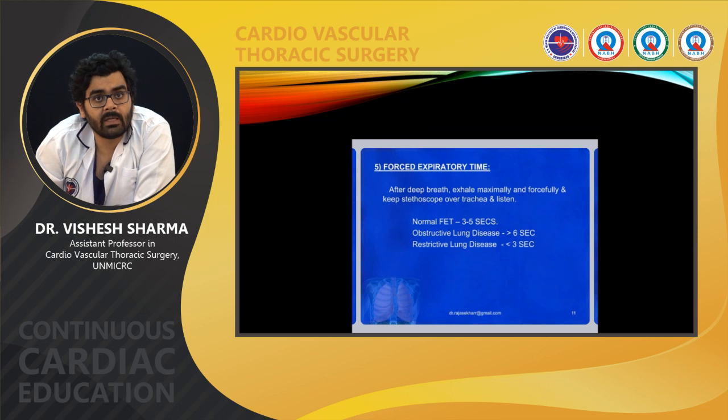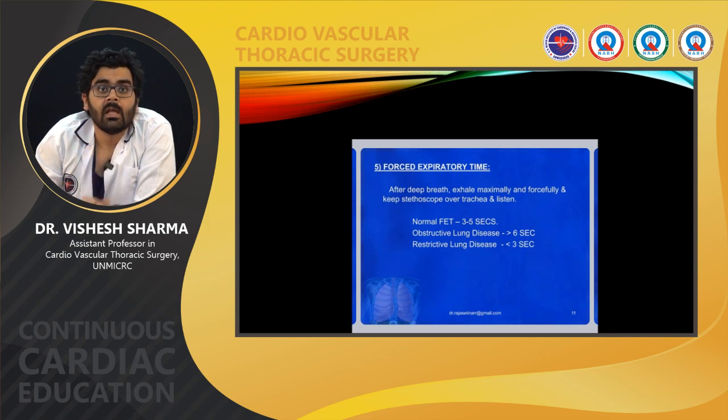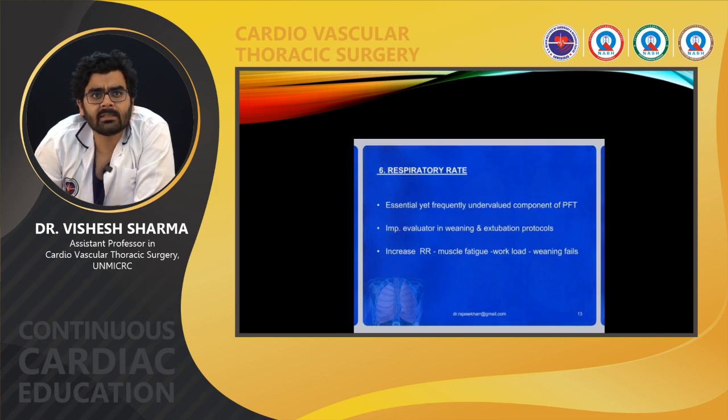There is the forced expiratory time, where after a deep breath you exhale maximally and forcefully and keep the stethoscope over the trachea and listen. Normal forced expiratory time is 3 to 5 seconds. In obstructive lung disease, it could be more than 6 seconds, and in restrictive lung disease, it is less than 3 seconds. The respiratory rate is an essential yet frequently undervalued component of pulmonary function testing. It is important in weaning and extubation protocols. Increased respiratory rate causes muscle fatigue, increased workload and failure of weaning.